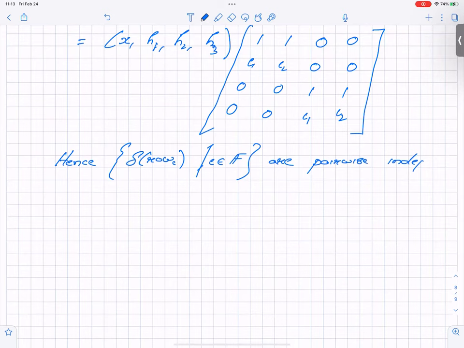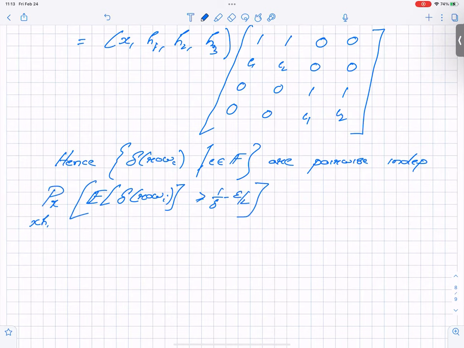We know the expected value of, hence the probability that the expected value of delta rho I is greater than or equal to 1 by 8 minus epsilon by 2, over the random choice of x, h1, h2, h3, is strictly smaller than alpha delta f, 1 minus delta f, plus this one, which is less than alpha.